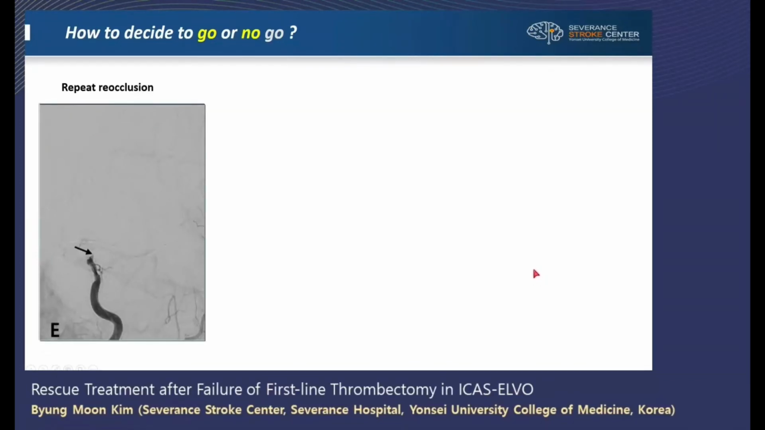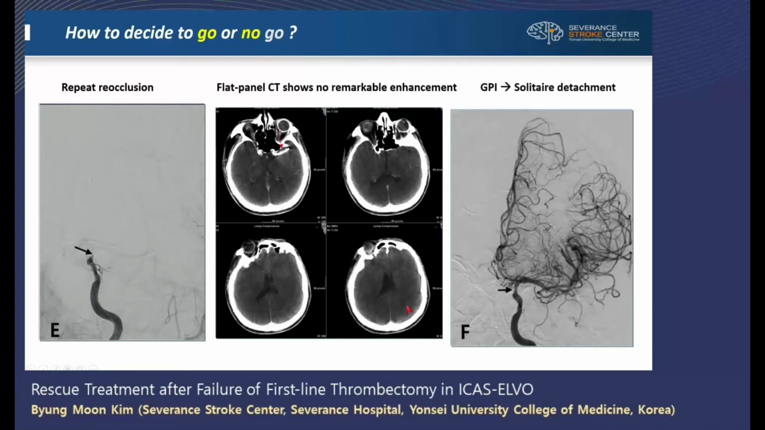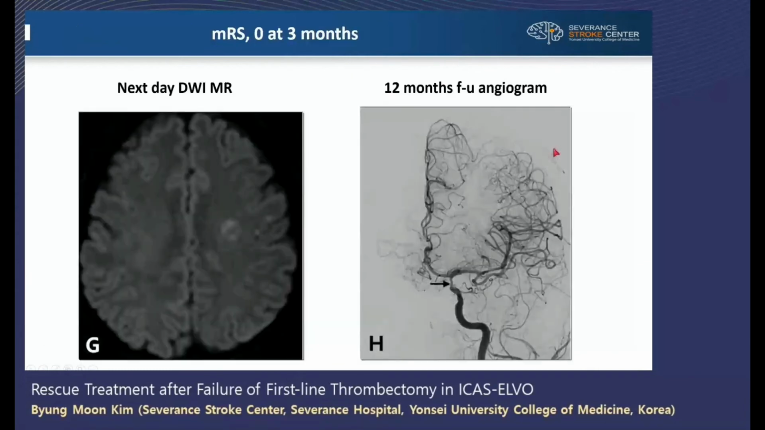Repeated reocclusion happened. How to decide to go or no go? I obtained flat panel CT. Flat panel CT shows no remarkable enhancement. This is the Solitaire stent. You can see no remarkable enhancement on flat panel CT. So I decided to go. And GPI was infused and Solitaire was detached.